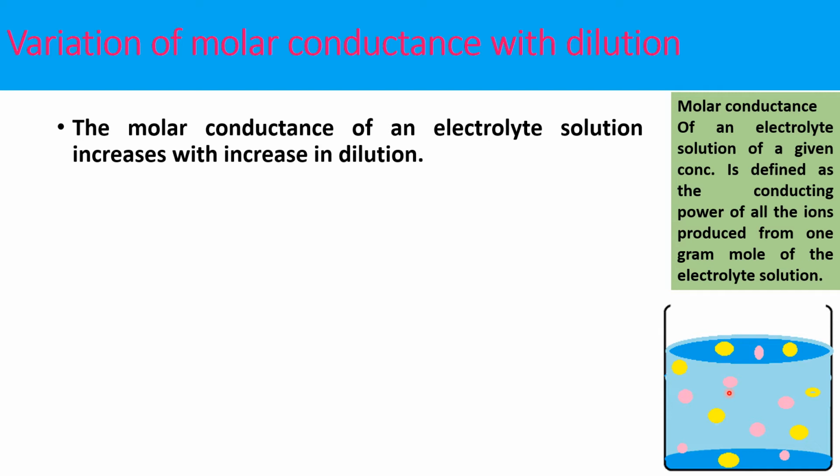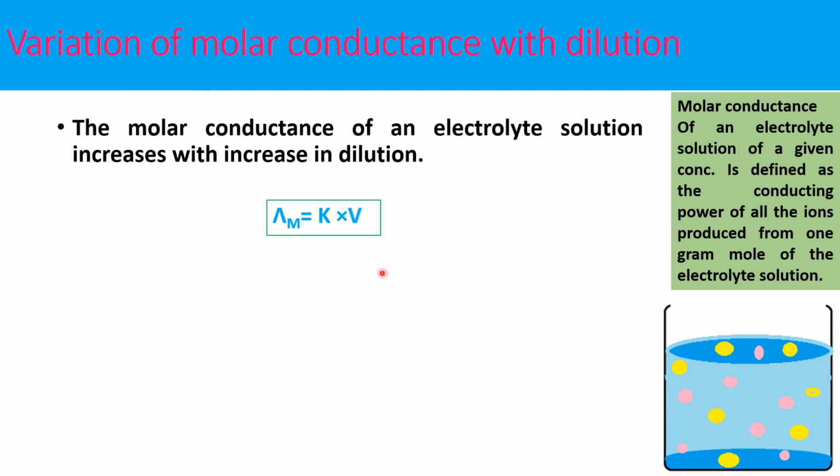You can see here that lambda m, the molar conductance, is the product of K into V, where K is the specific conductance and V is the volume of the solution containing 1 mole of the electrolyte.